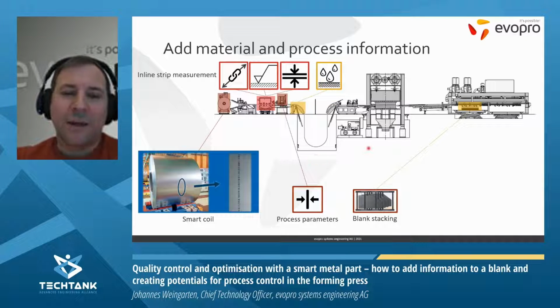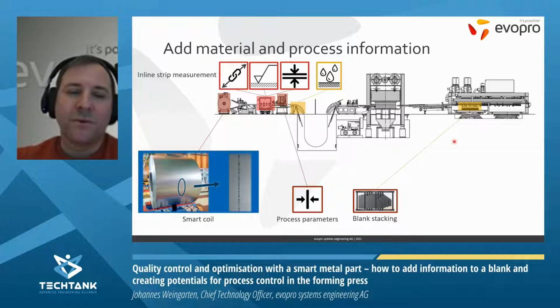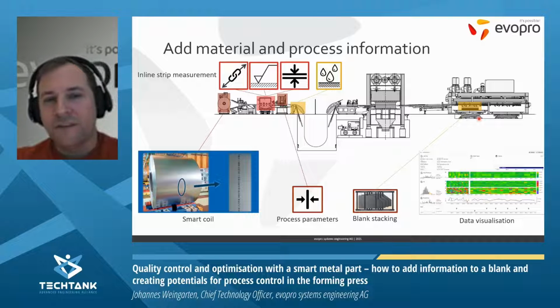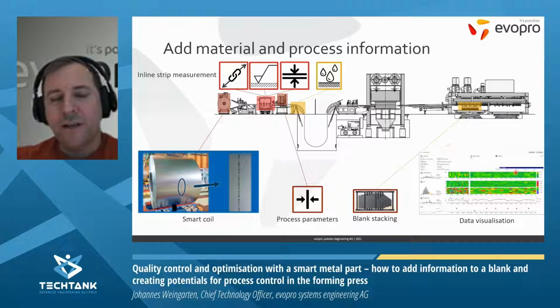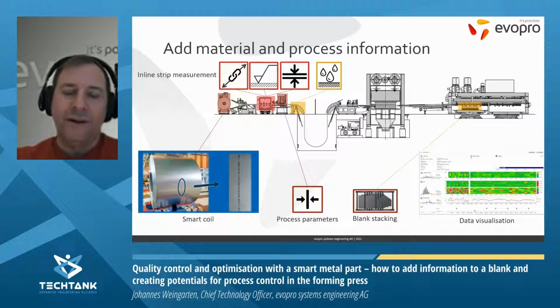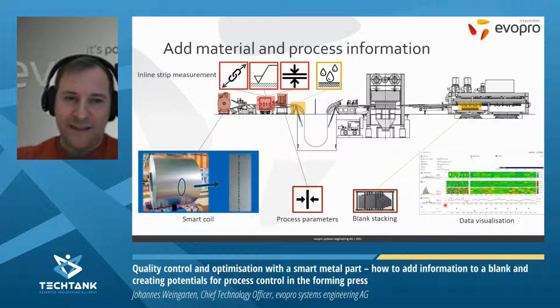This can be done within the coil blanking line. Here you can also get the stacking position of each blank, so it is clear which oil film distribution at which position of the stack was applied. This is the data visualization, how this could look like in the forming press. So you have the strip and you have the distribution of different values like zinc layer or oil film thickness, things like that.